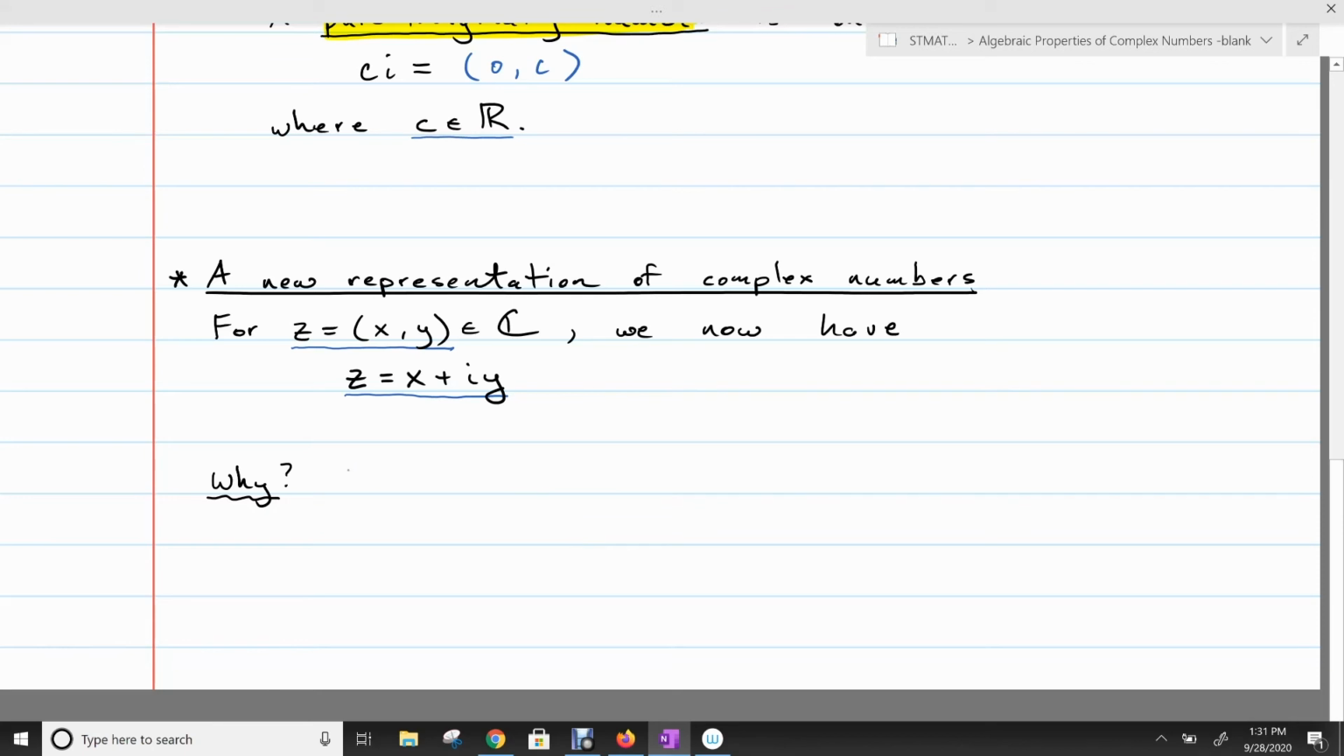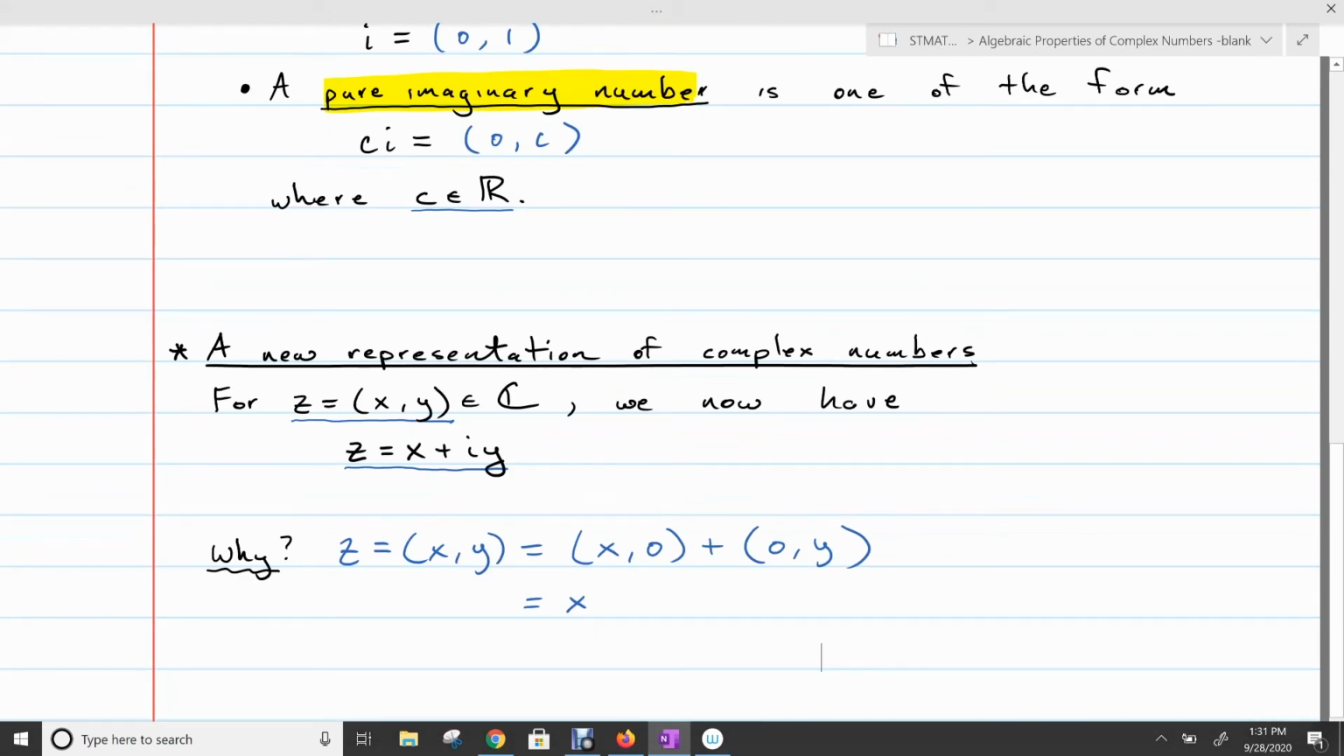So here's how we show that the ordered pair x comma y can actually be written in the form x plus iy. So our starting point z is x comma y. Well, we can think of that as x comma 0 plus 0 comma y. I think that's pretty obvious that that arithmetic works out there, right? But then another way to write x comma 0 is just x, like we defined at the top of this page. And then 0 comma y, what we saw from our discussion of what a pure imaginary number is, that would just be y times i. Or if you want to write that the other way, x plus iy, that's fine too.